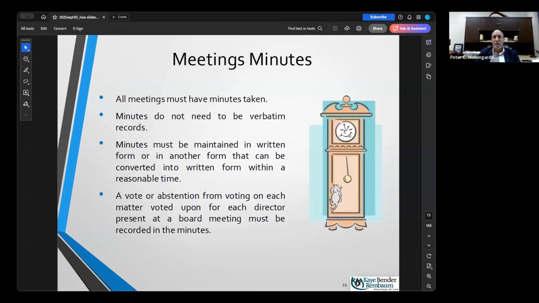In other words, what is a motion? That needs to be put verbatim. Who seconded the motion? What is the vote on that motion? Now, here it's important that you have to include a vote or abstention on each matter voted upon. And you can't just say it passed 4-3 or it failed 4-3. You have to indicate how every director voted, either yes, no, or abstention. And the minutes must be maintained in a written form or another form that can be converted to a written form within a reasonable time.